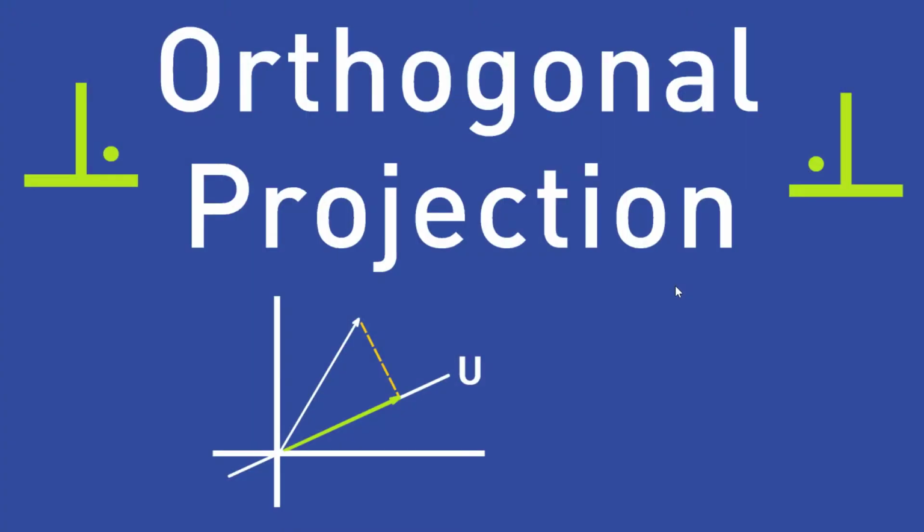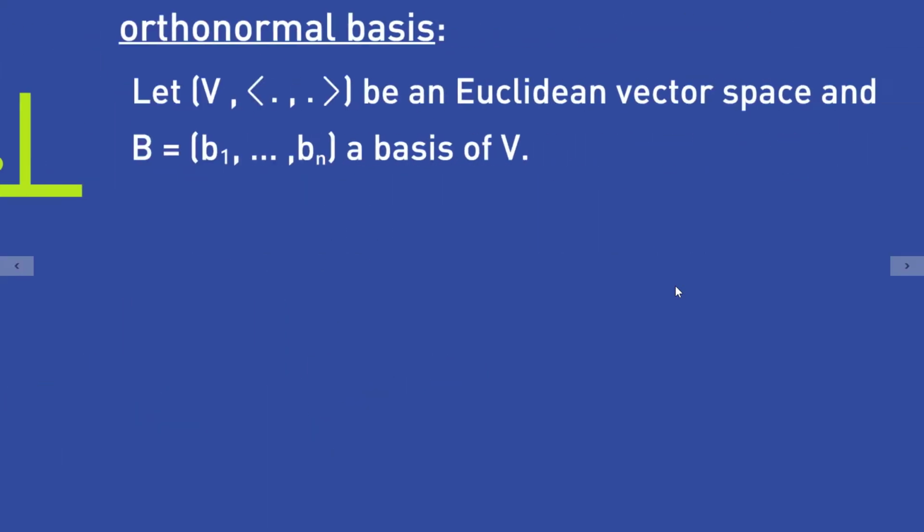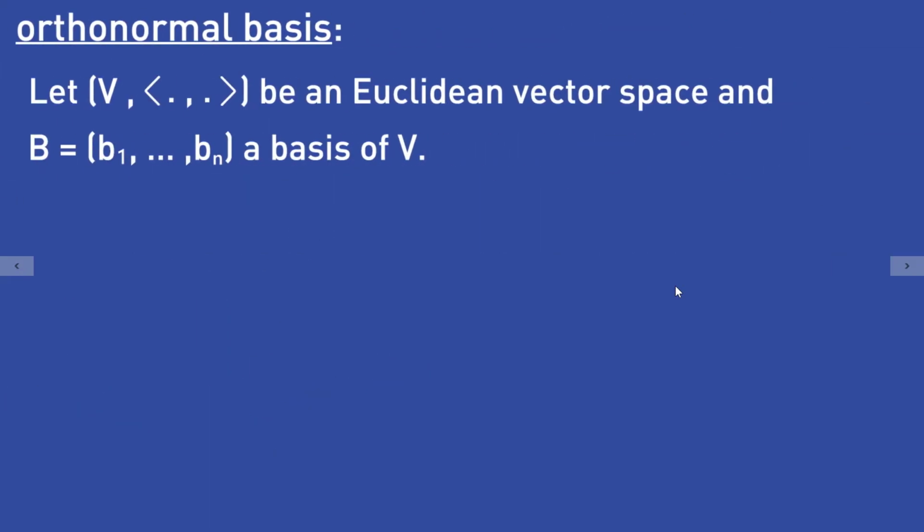Orthogonal projection is a concept of linear algebra, and it's similar to the Fourier representation of vectors in a Euclidean vector space. I have a video about Fourier coefficients here on my channel. So if you are interested and need some extra knowledge, you can watch that video now or after this video here. Before we start with orthogonal projection, I want to remind you what an orthonormal basis is.